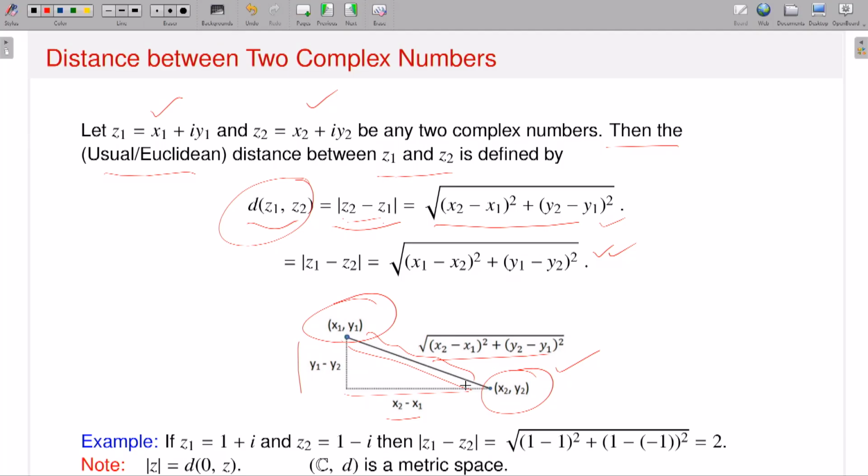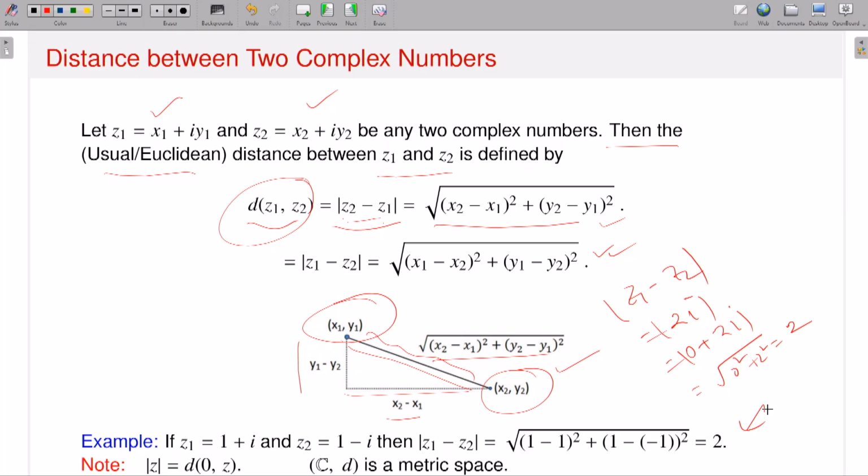Okay, so for example, if I take z1 is equal to 1 plus i, z2 is equal to 1 minus i, just use the formula for z1 minus z2. What is z1 minus z2? You can easily calculate: the 1 will get cancelled, so z1 minus z2 is 2i. So 2i means what? In x plus iy form, that means 0 plus 2 times i. So you take the modulus: square root of 0 square plus 2 square. So that means this is 2.